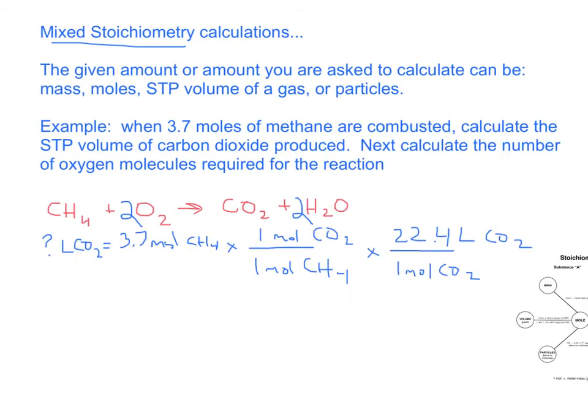So I've gone ahead and set up this problem. I started with the given amount of 3.7 moles of methane. I then wanted to move from moles of methane to moles of carbon dioxide, so I set up a mole ratio here. Moles of methane are on the bottom, moles of carbon dioxide on the top. This one just so happens to be 1 to 1, so it's not mathematically going to change anything.